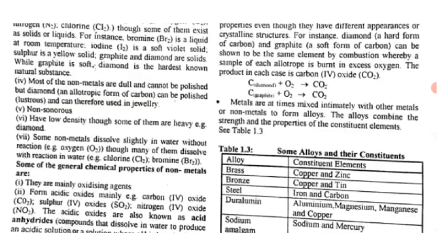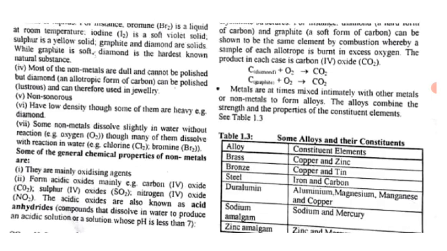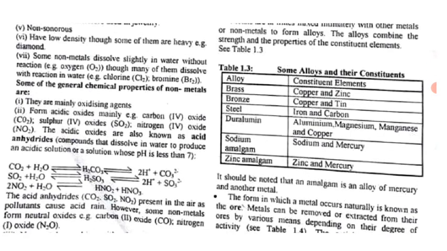It says they have low density, though some of them are heavy, e.g. diamond. You cannot even compare metals and non-metals when it comes to density. Some non-metals dissolve slightly in water without reaction, e.g. oxygen, though many of them dissolve with reaction in water, e.g. chlorine, bromine. Some of the general chemical properties of non-metals are: 1, they are mainly oxidizing agents.